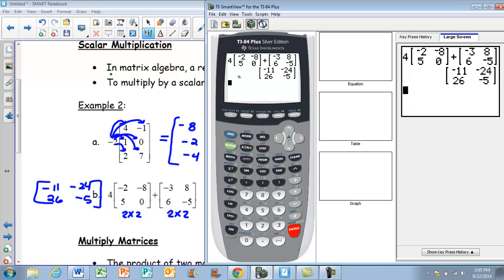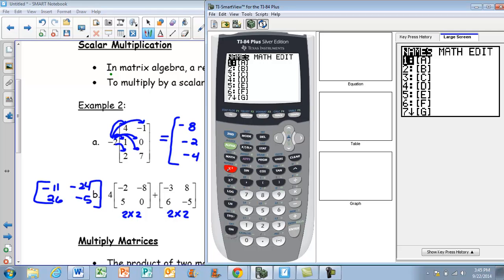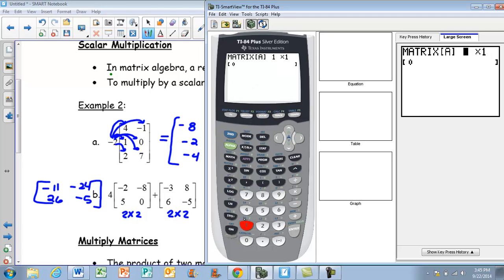If you do not have the other operating system, this is where you're going to have to go. So again, you're going to go to second and then hit the inverse button here. And you're going to first go over to edit. We're going to edit that first matrix. And here you still have to put your dimensions in. So I have a 2 by 2.